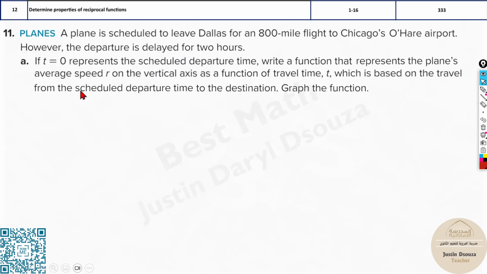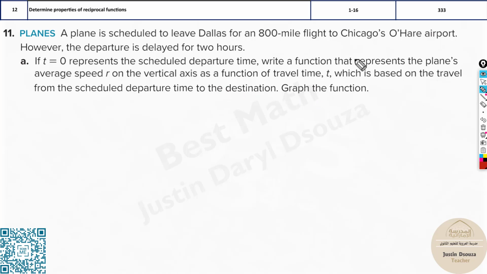Now we have a real world problem. A plane is scheduled to leave Dallas for an 800-mile flight to Chicago's O'Hare Airport. However, the departure is delayed for 2 hours. If t is equal to 0 represents the scheduled departure time, write a function that represents the plane's average speed r. The speed is given as r on the vertical axis as the function of travel time t, which is based on the travel from the scheduled departure time to the destination.